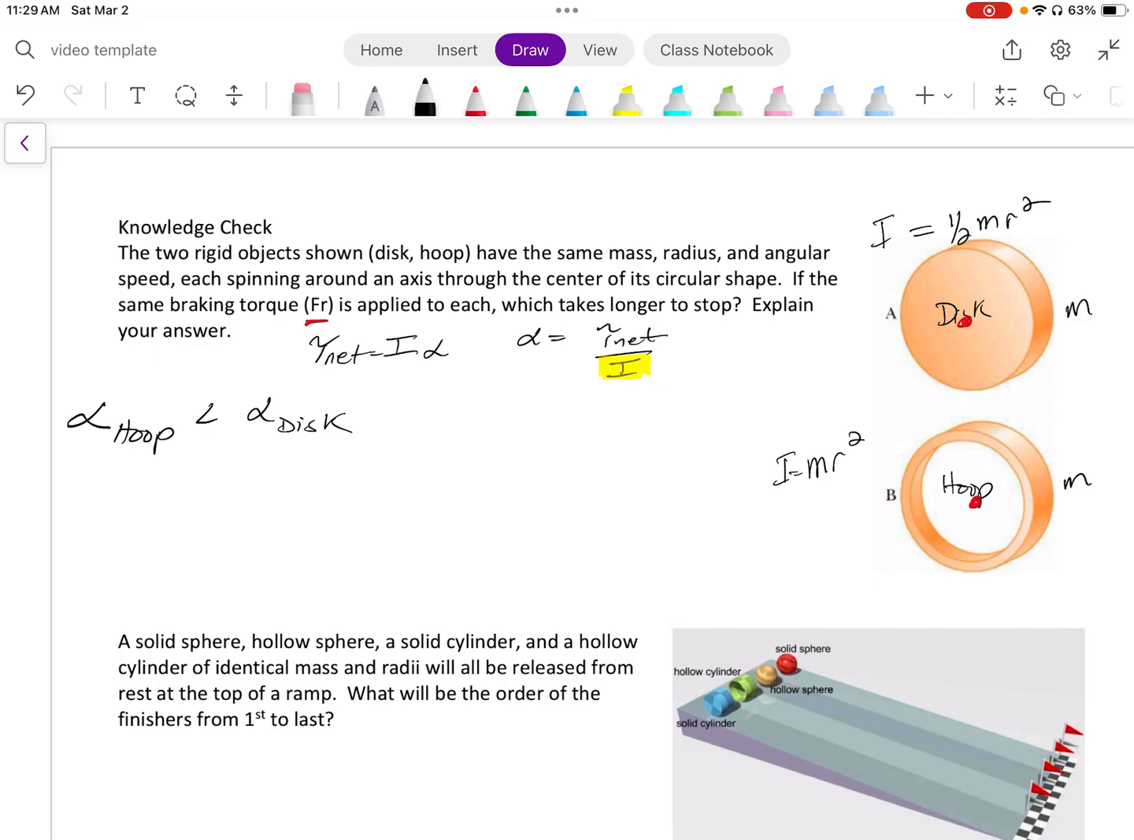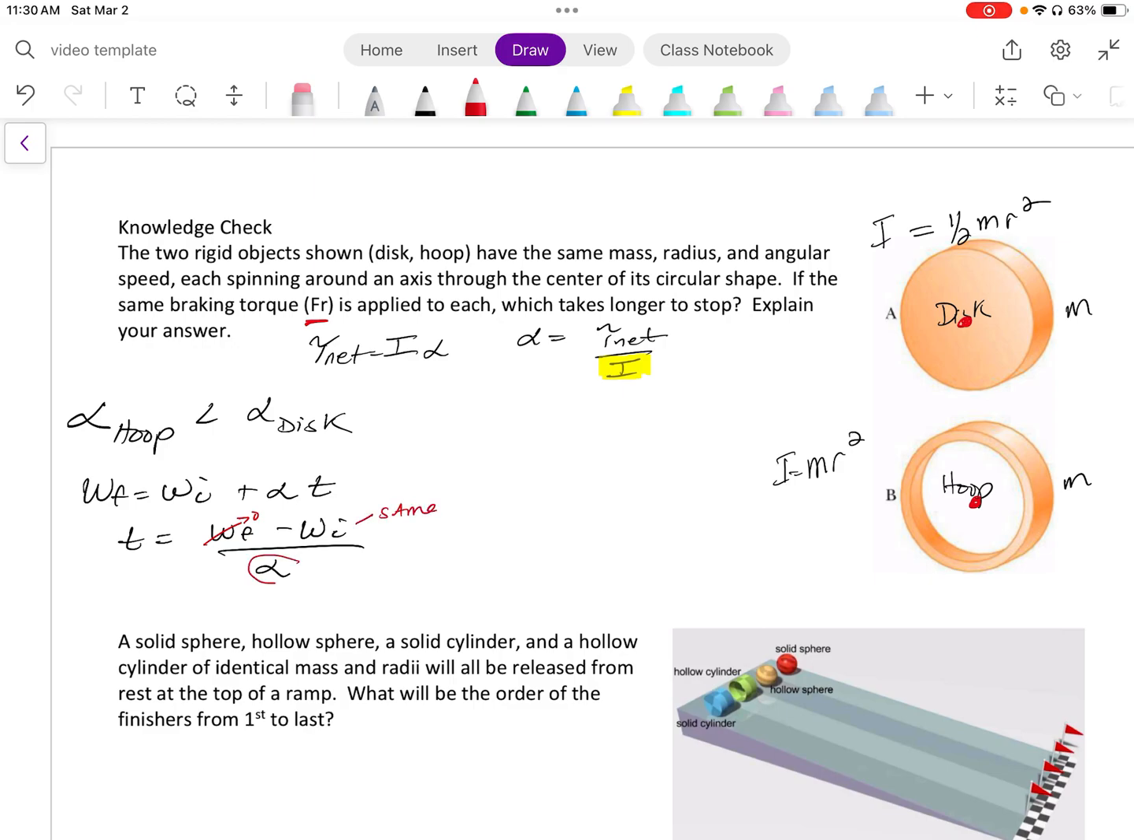Well, they asked which one takes the longest to stop. Based on our equations, we started at the same angular speed. So angular speed final equals angular speed initial plus angular acceleration times time. Time is equal to the angular speed final minus the angular speed initial divided by alpha, the angular acceleration. We know both of them come to a stop. The acceleration is going to be negative, so we'll get a positive time value. The initial angular speed is the same for both.